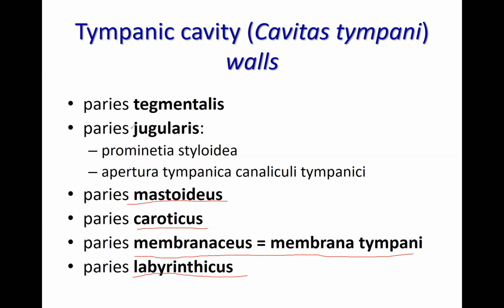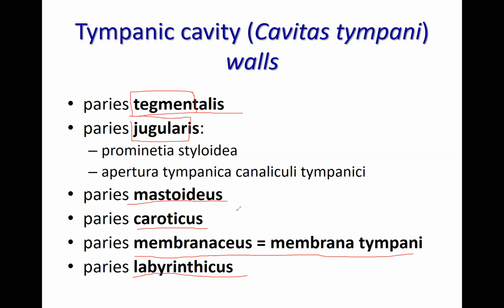The roof is called tegmental, as tegmen means a roof, and you know it from the tegmentum in the brain, for example. And the inferior wall is called jugular, because below we find the bulb of the internal jugular vein.